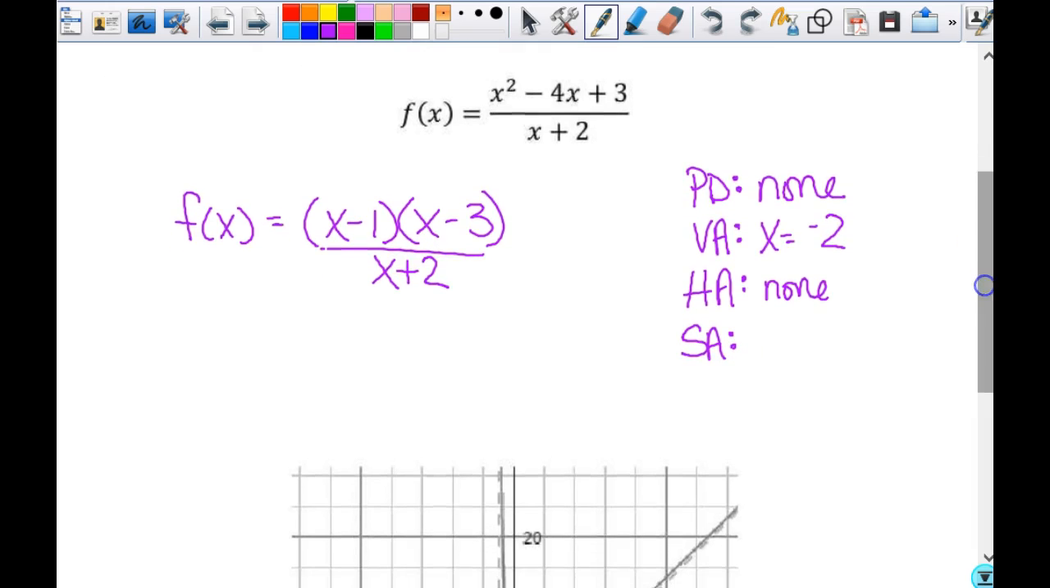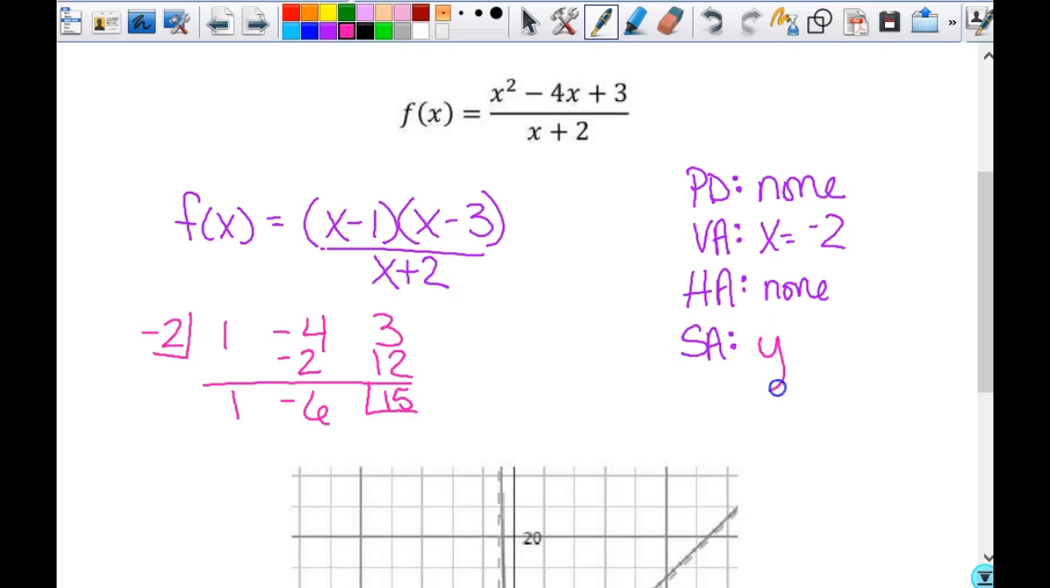Let's do some synthetic division real quick, or you could do long division. It doesn't really matter either way. It's going to be 1, negative 4, and 3. Oh, no, it's not. It gives me 1, negative 2, negative 6, then positive 12, and 15. So we know that our slant asymptote is y equals x minus 6.